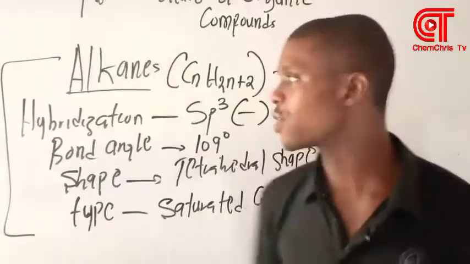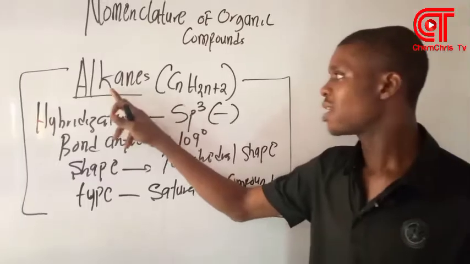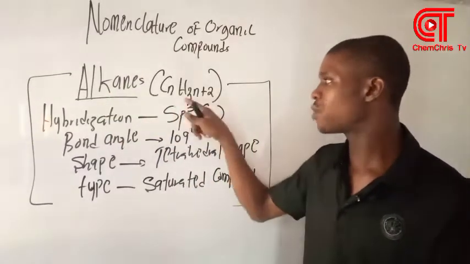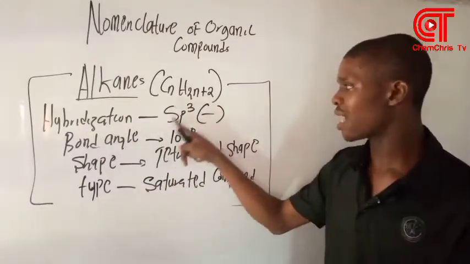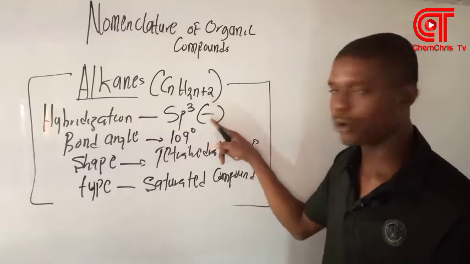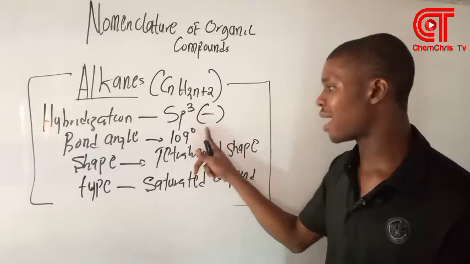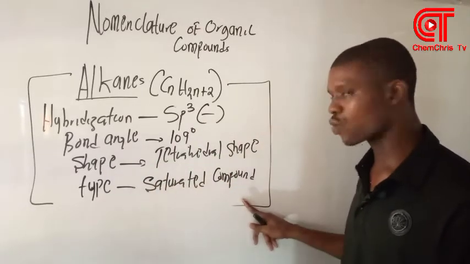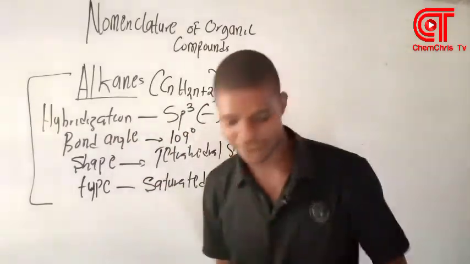Now let's get started. The first thing to look at is the general molecular formula of the alkane. Alkanes have the general molecular formula CnH2n+2. They normally ask this kind of question in the exam. Then the hybridization is sp3, and they are single bonds. All alkanes are single bonded. The bond angle is 109 degrees. The shape is tetrahedral. The type is saturated compound. Do you get that? These are things you need to master before you do anything.